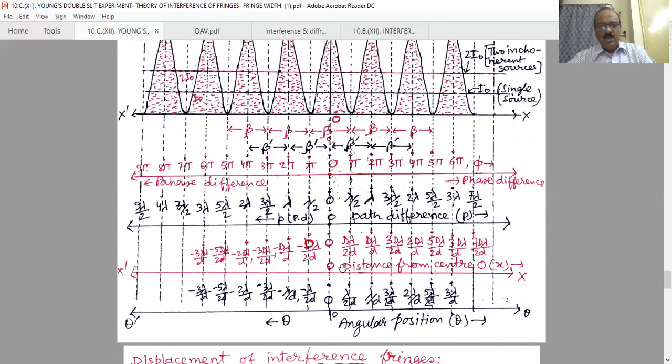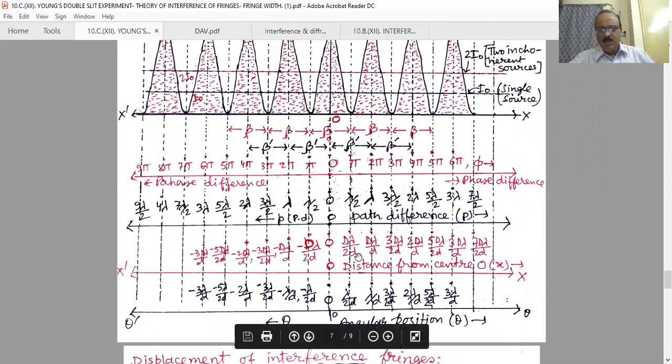Now, if we plot according to positions, along this x, the linear distance from the central position, then at the zero position, that means at the origin, we get the central white fringe. At the distance of d lambda by 2d, we get the minima. Here, d lambda by d, we get the maxima. Here, 3 by 2 d lambda by d, that's minima. Then 2 into d lambda by d, maxima.